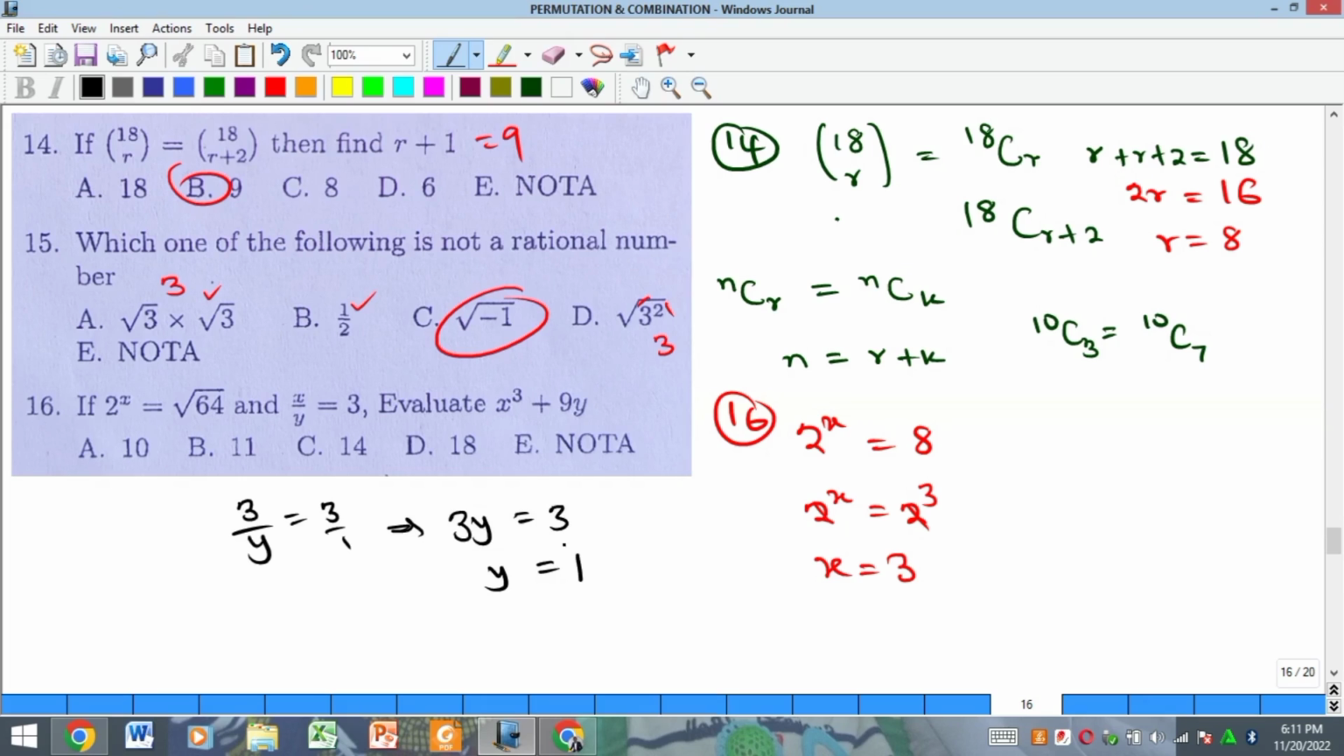So then to evaluate this, just substitute your x and your y. If I put my x as 3, then 3 raised to the power 3 plus 9 times 1. And that's going to give me 27 plus 9, which is equal to 36. And that is the solution. So of course, you can see the answer is not here. So none of the above becomes our solution.